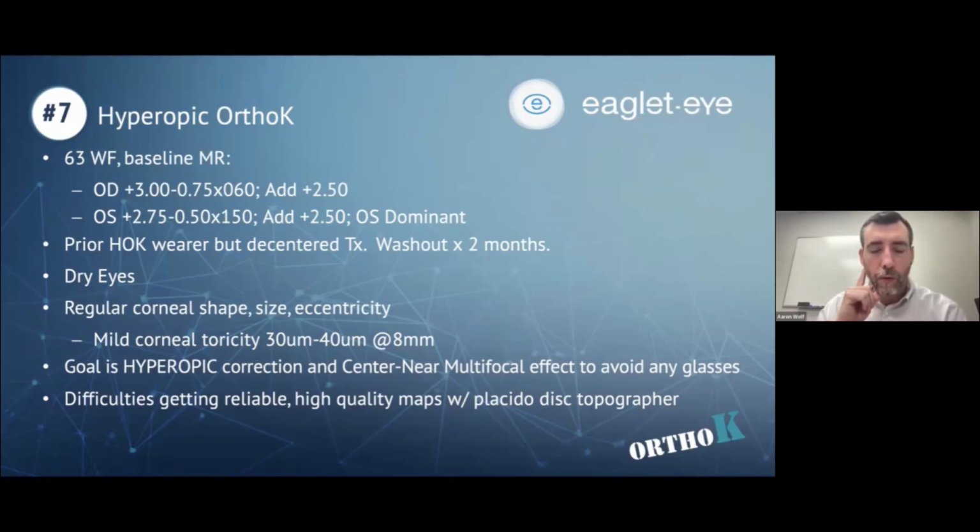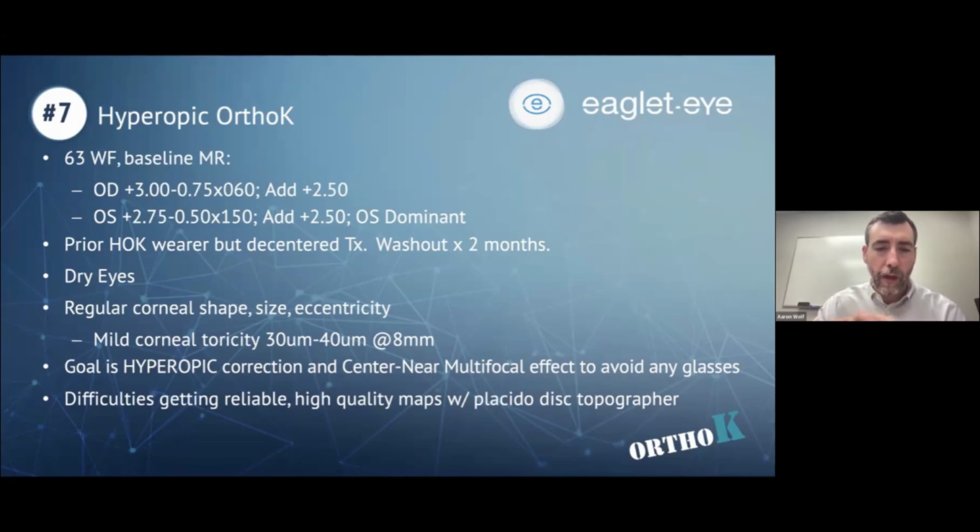Corneal shape was normal. All the other features of the cornea were very normal. Didn't anticipate having any particular issues here. The goal is to do, again, hyperopic OrthoK, which ultimately creates a near-center multifocal effect, kind of like you would see in your soft multifocal contact lenses or even multifocal rigid scleral lenses too.